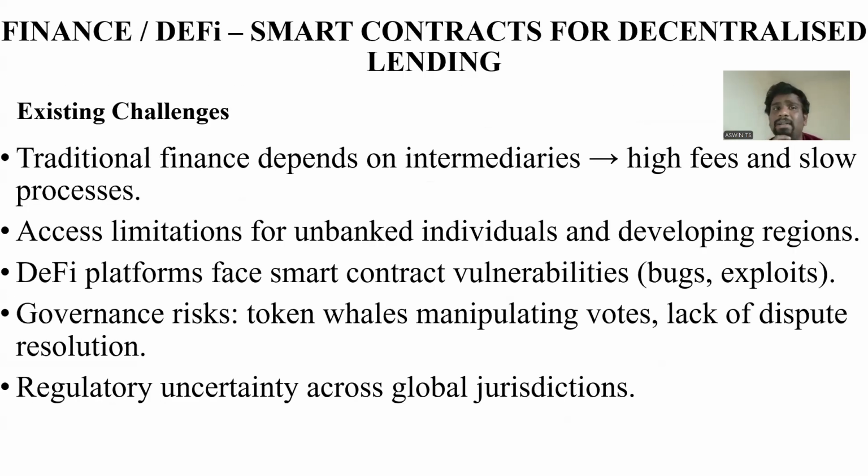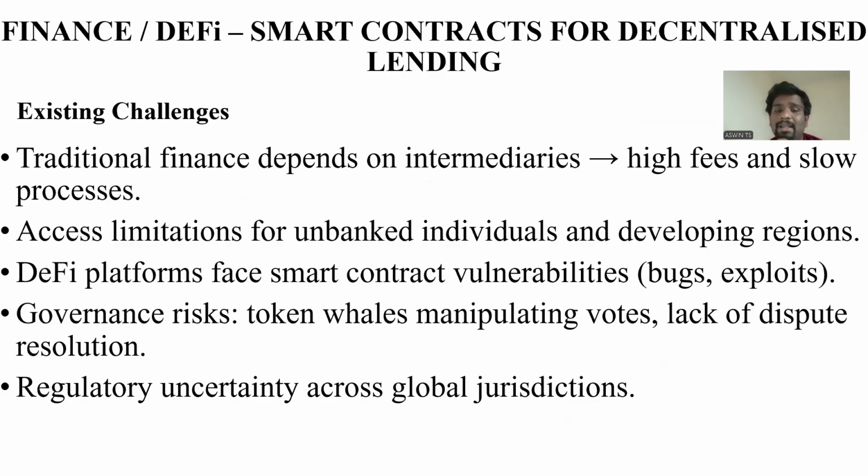Next, we can take the finance sector. In traditional finance, we can see most transactions rely on intermediaries like banks and brokers. This leads to higher fees, slower processing times, and limited access for people without bank accounts.